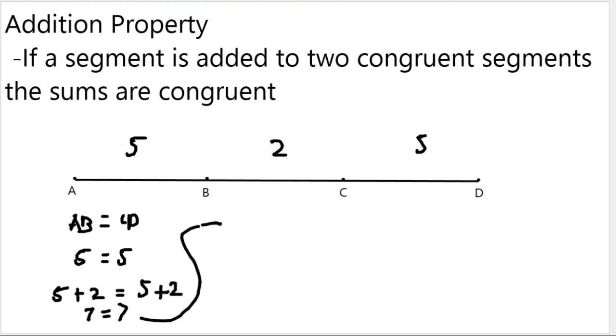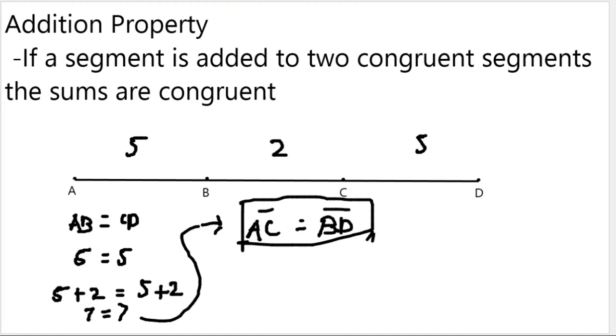Then therefore it will become 7, which in definition will create another line segment, which is line segment AC and line segment BD, and therefore they are congruent to each other. They are both 7 and 7.